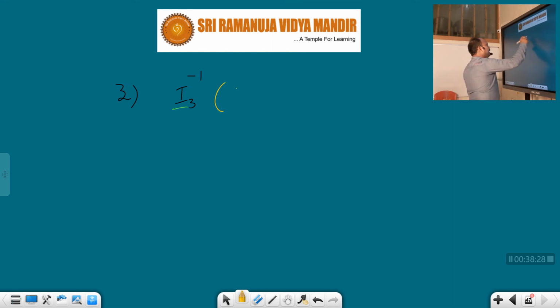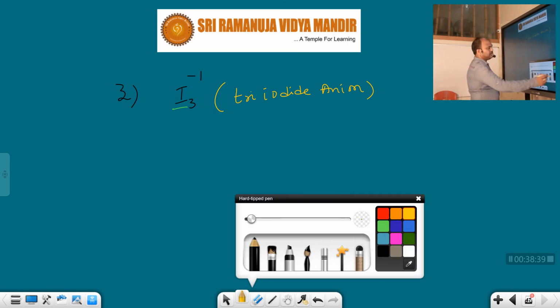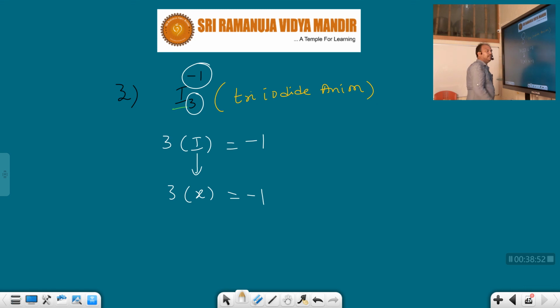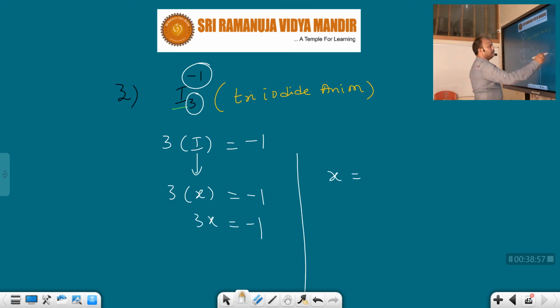This is triiodide anion, I3 minus 1. Here we have to find the oxidation number of iodine. How to write this one? How many iodines are there? 3 iodines. Should be equal to its charge, how much? Minus 1. We don't know. Say X. So 3x is equal to minus 1. X is equal to how much? Minus 1 by 3. Am I correct or not?